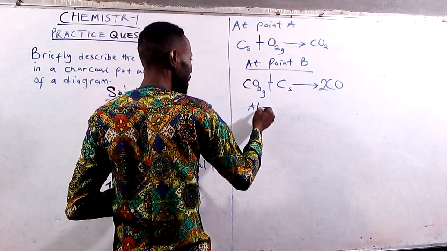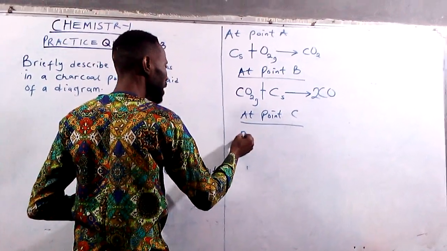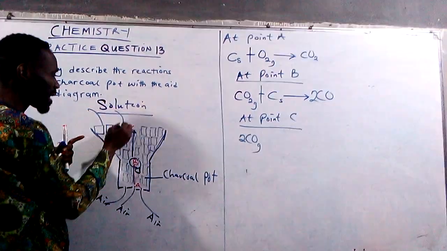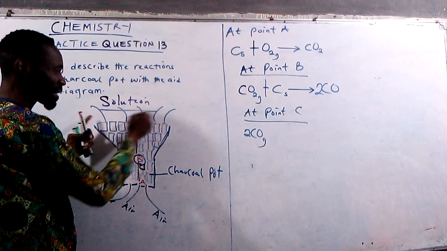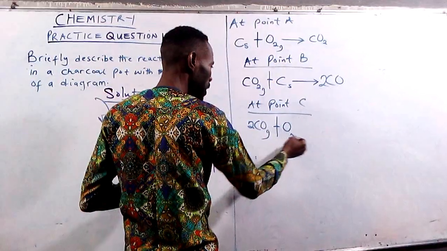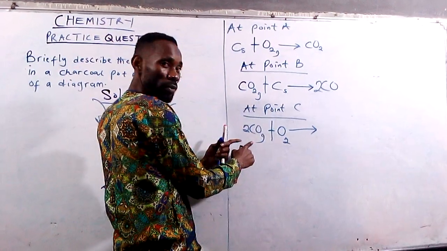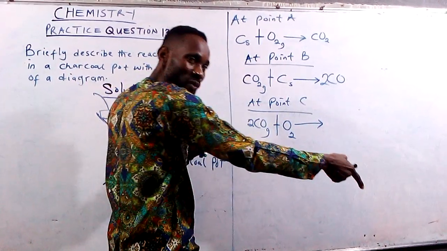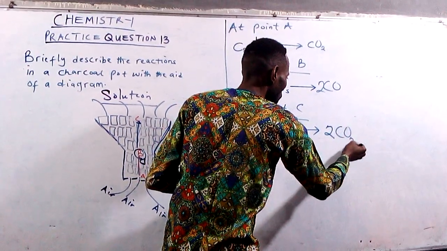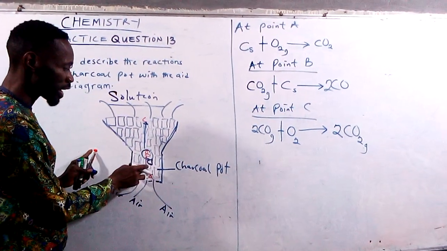At point C, the reaction is that carbon monoxide moves to point C where there is a plentiful supply of air. Take a look at the surface. What happens? Carbon monoxide reacts with further oxygen, a molecule of oxygen. The carbon monoxide will be oxidized once again, and when it oxidizes, it forms carbon dioxide. This is the principal reaction that occurs in the charcoal pot from point A, point B, and point C.